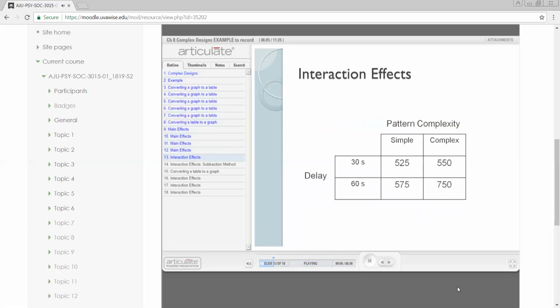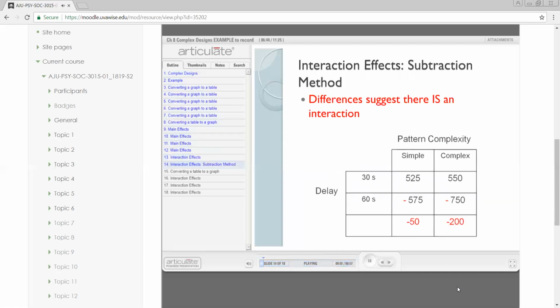Now I want to move on to the interaction. So remember that with the interaction, what we're looking at is do the effects of one independent variable differ depending on the levels of another. So for this example, we might ask, do the effects of delay differ depending on the level of pattern complexity? Now, if you'll remember looking back at the graph that I gave you originally with the data, the lines weren't parallel, which means we might suspect that there's an interaction. But we're going to officially test this by using the subtraction.